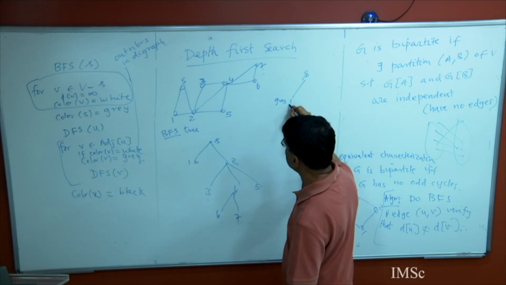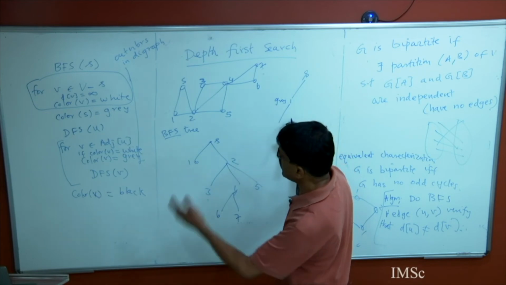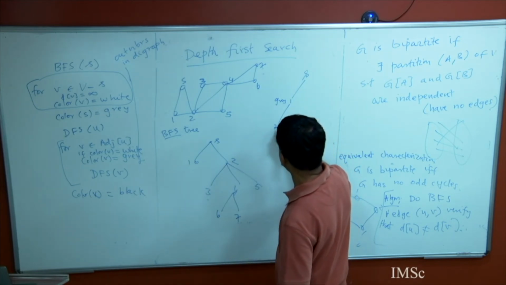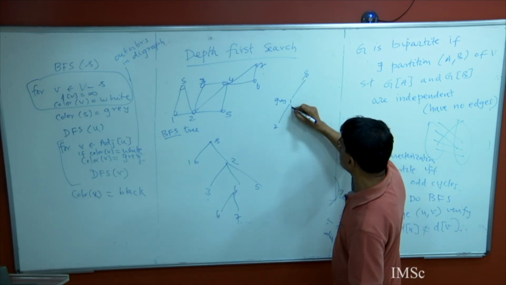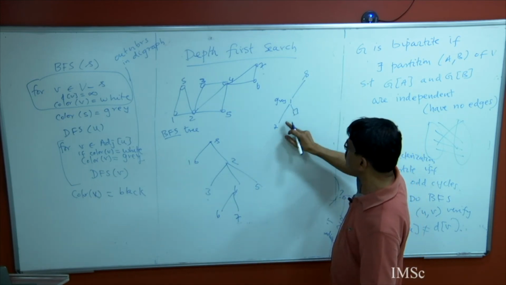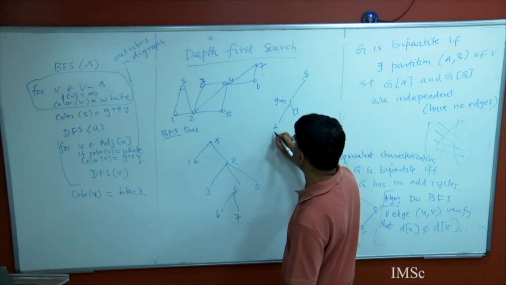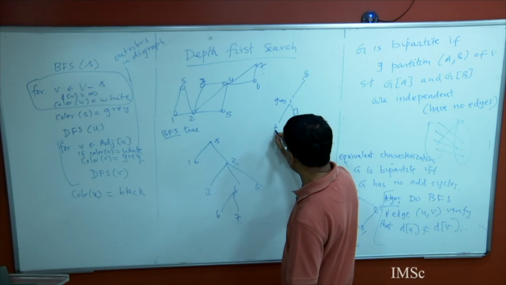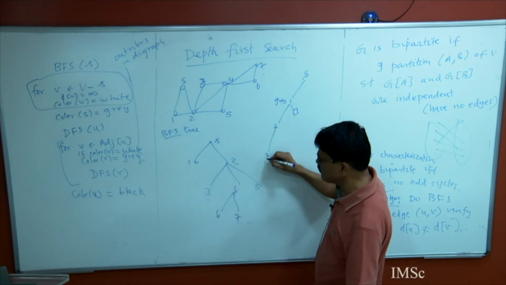1 has neighbors 2 and S, but S is gray, so I'm not going to explore it. So I'm going to add 2, and it says explore 2. There's nothing more to do with 1 anyway, so 1 has no more, right? So I'm going to explore 2, and 2 has again the same thing. 2 has neighbors 3, 4, and 5, but I will take 3, finish exploring 3.